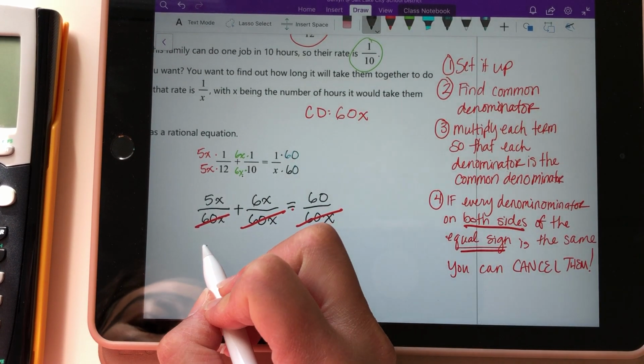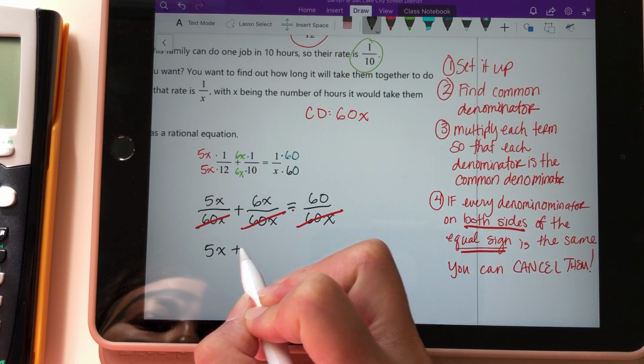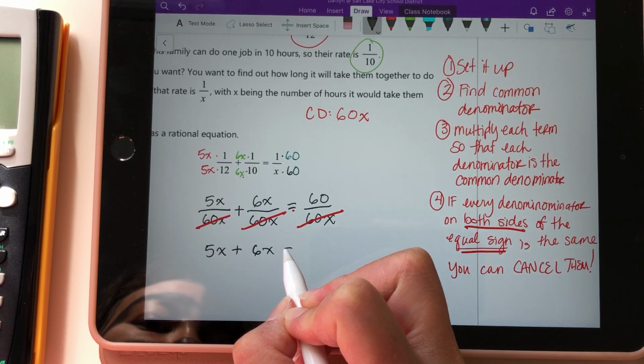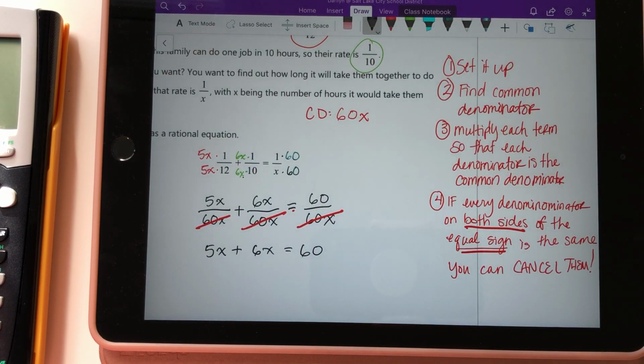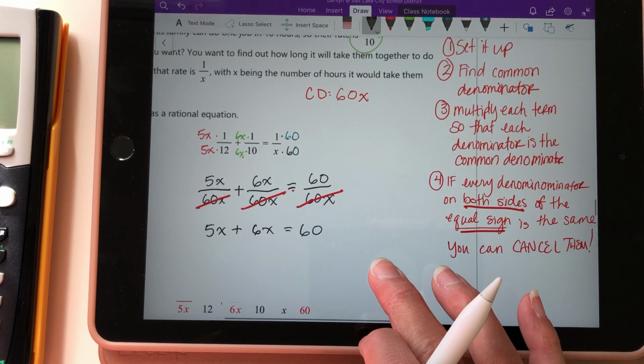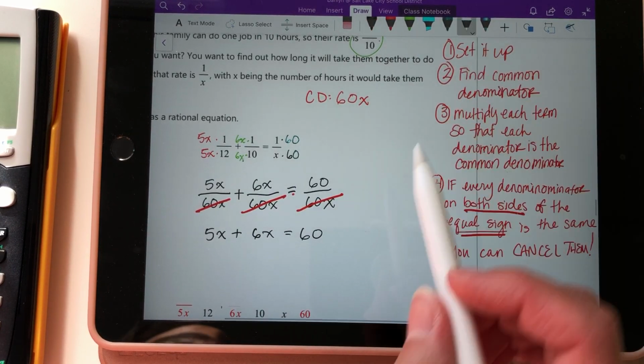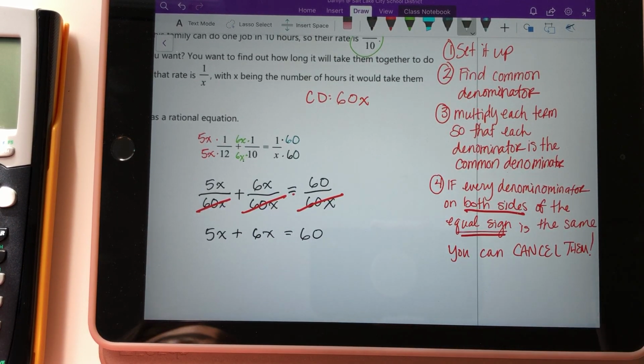Once you cancel them out, all you're left over with is the numerators. So 5x plus 6x equals 60. And when I look at that, that looks like 400 million times easier to solve than the original rational that we had. So we know that we're on the right track because we're getting things that we look at and we're like, okay, we can solve for that.